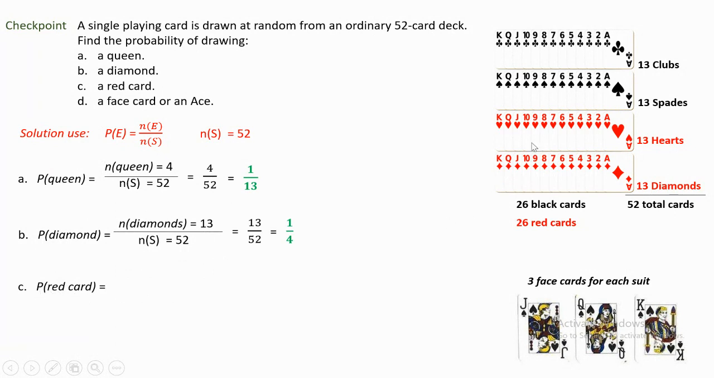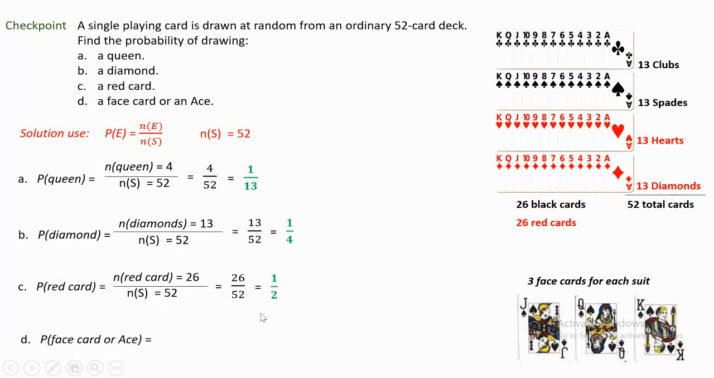The probability of a red card, right? So there's 26 red, right? My sample space will be 52, but red cards are going to be 26. So 26 over 52 is going to be 1/2.